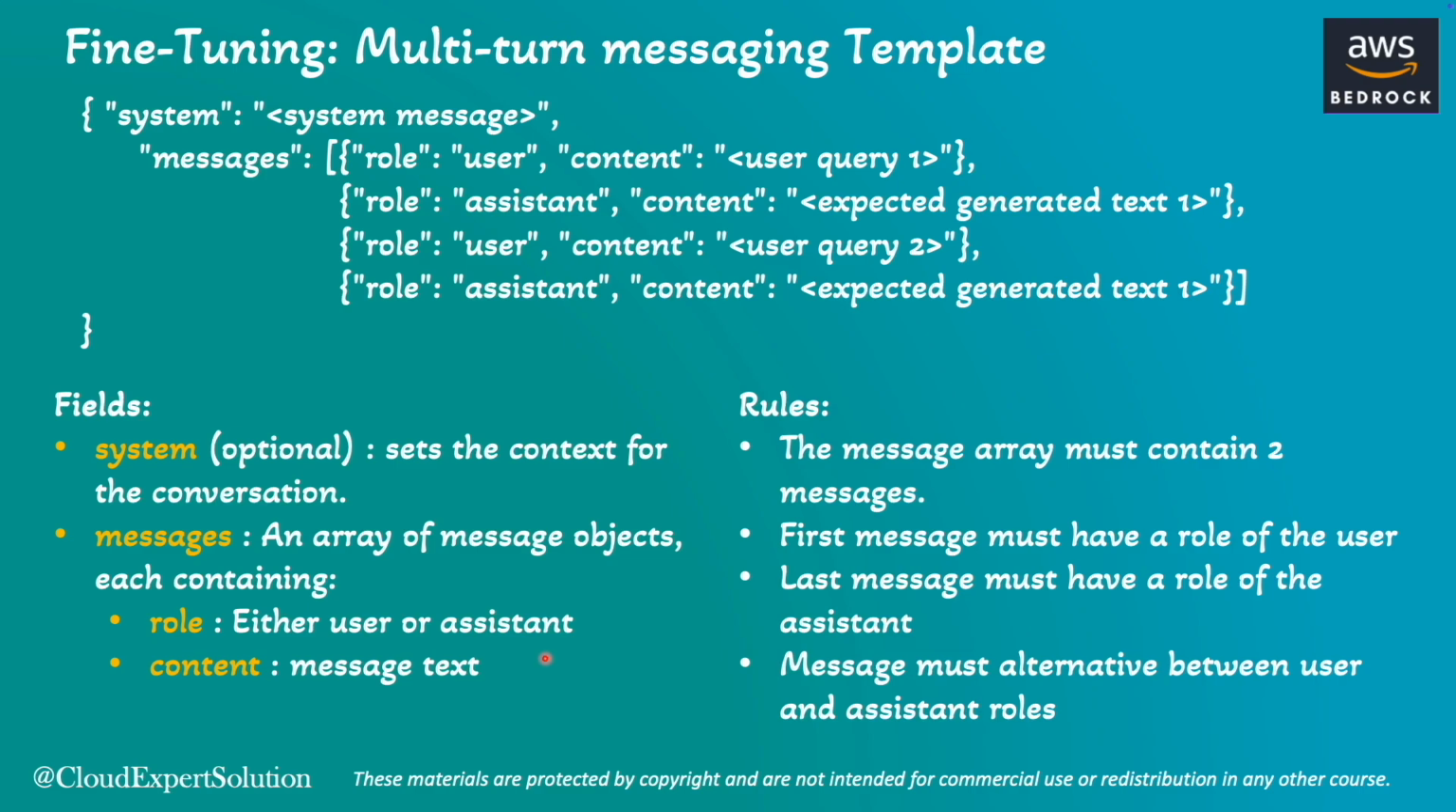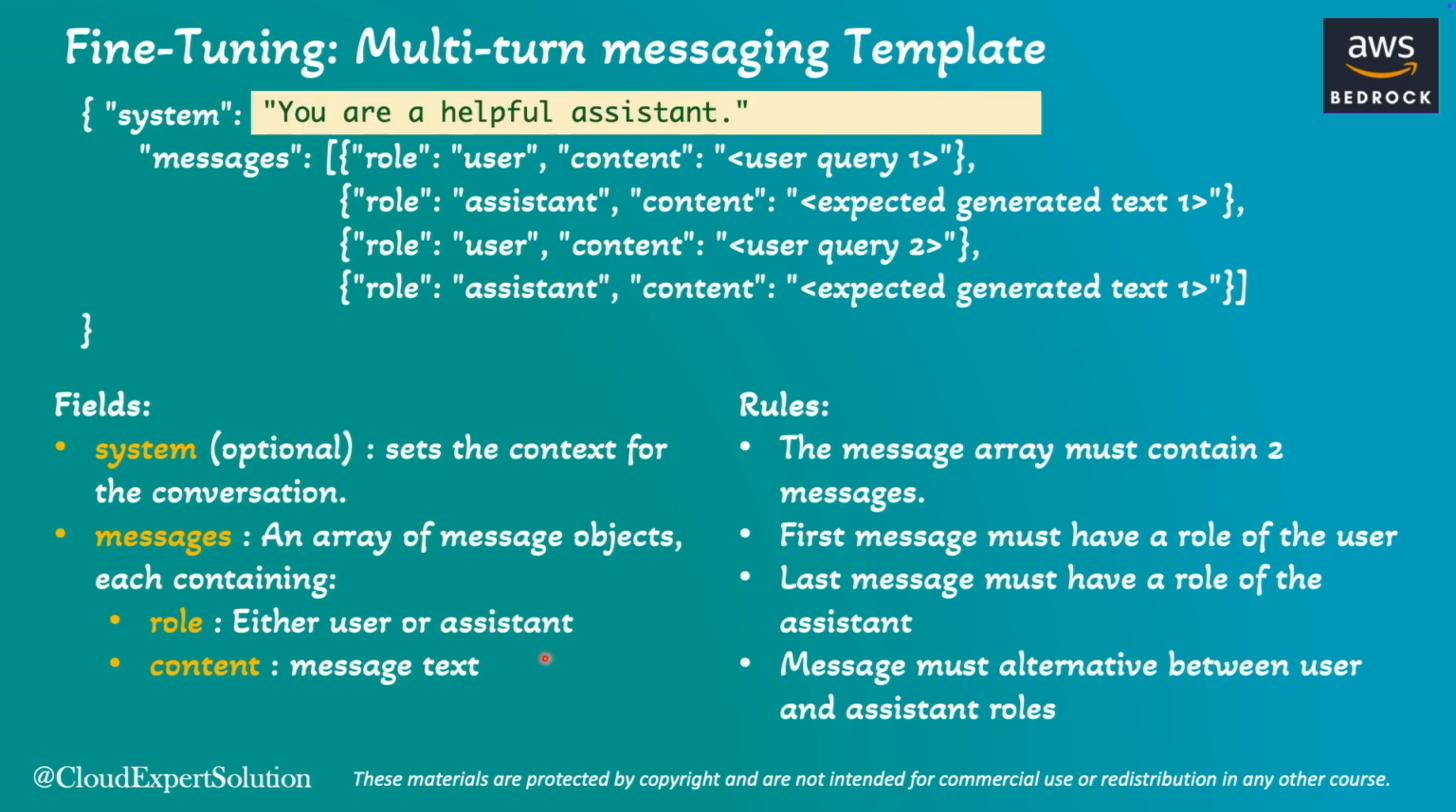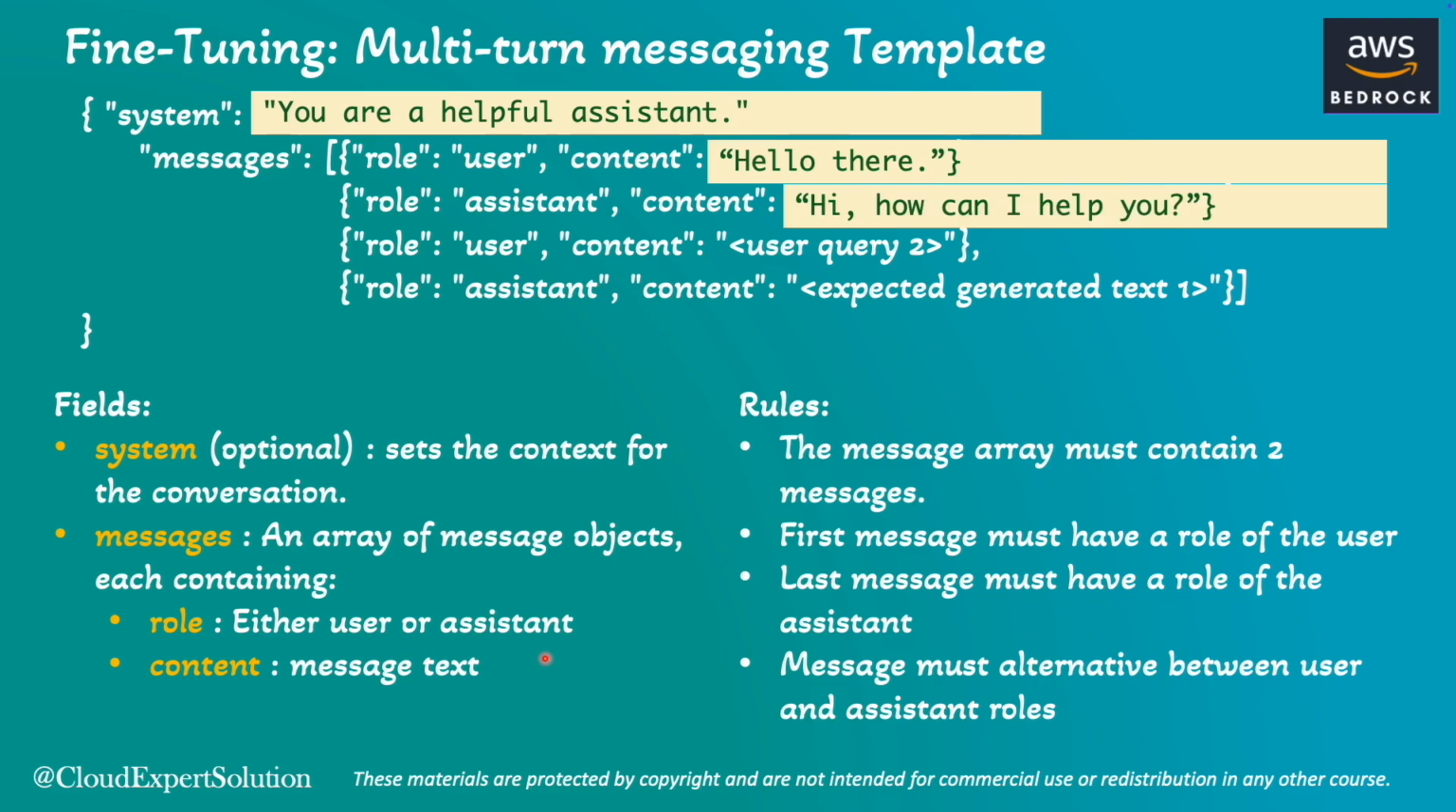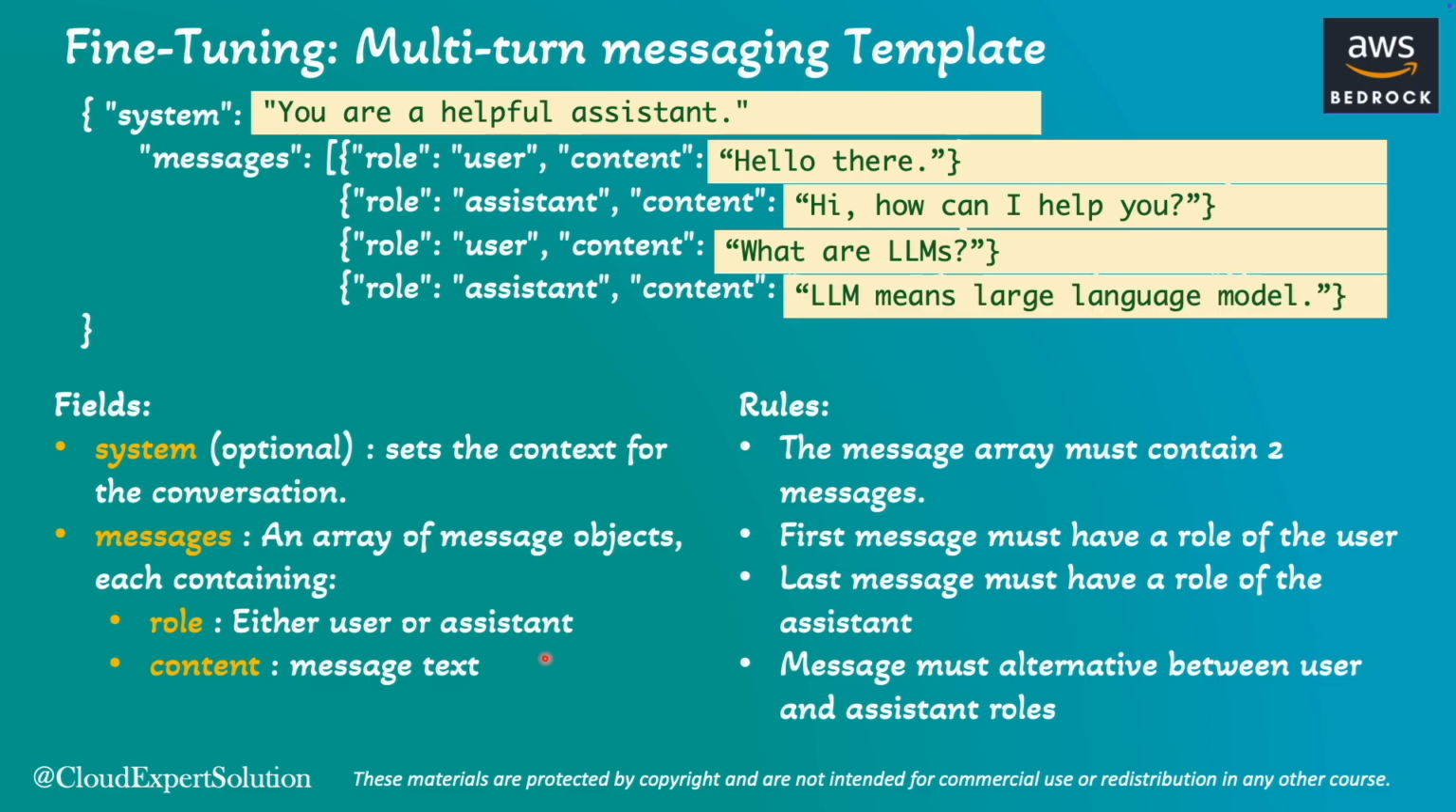Now let's review an actual example. Maybe in system, again we are maintaining that you are a helpful assistant. In the role, here the user will start with hello there. For that the assistant might reply with hi, how can I help you? And then the user might ask what are LLMs? Then the assistant might reply LLM means large language model. In that way you can power a conversation where the context of the previous discussion or previous chat is required.